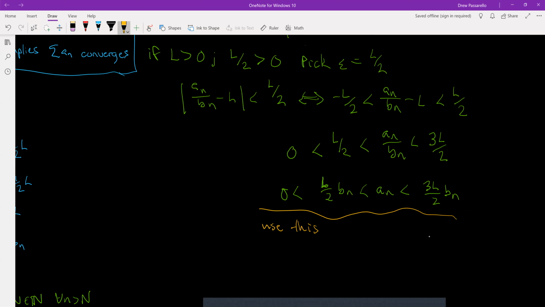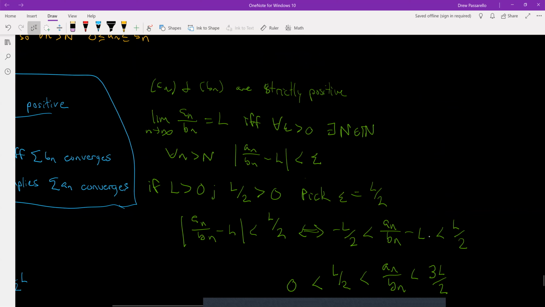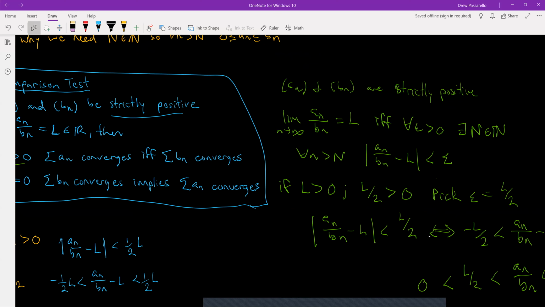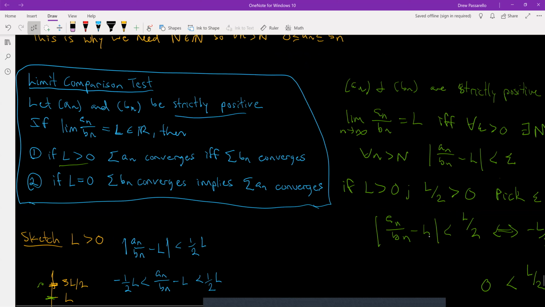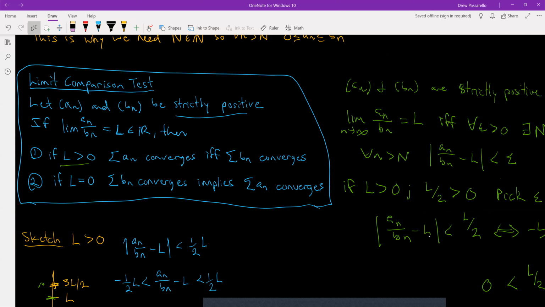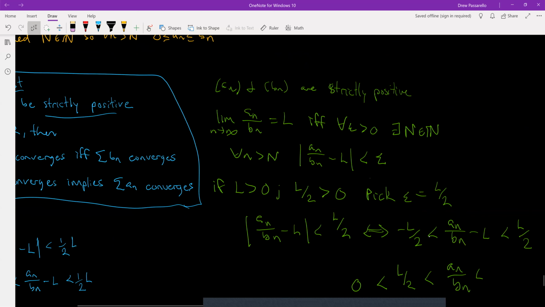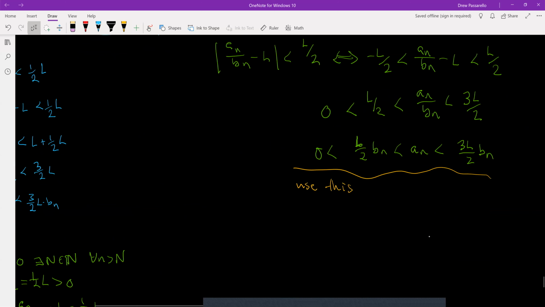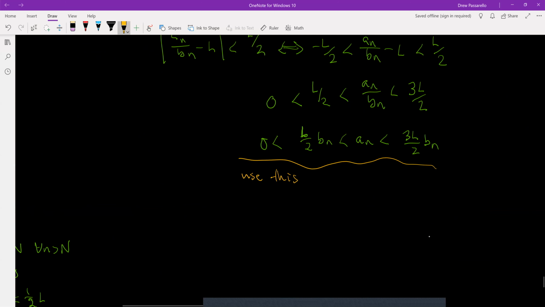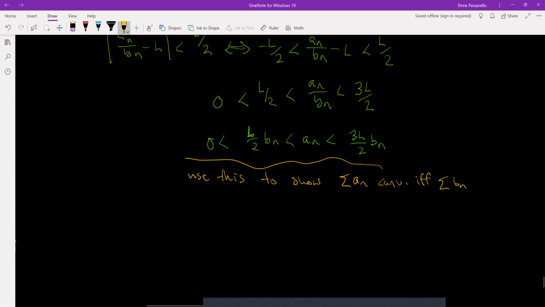And let's see, so we're going to first assume that if the series an converges and the series bn converges. What we need to show is that the series an converges if and only if the series bn converges.